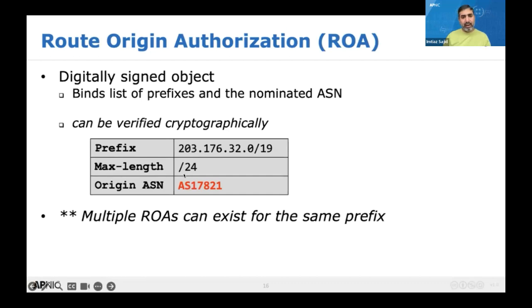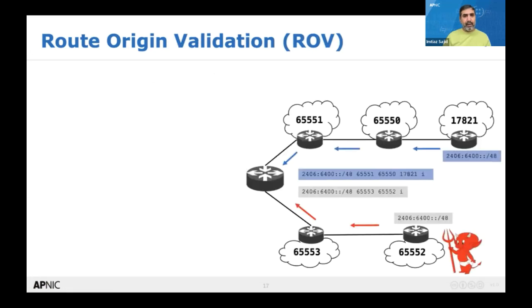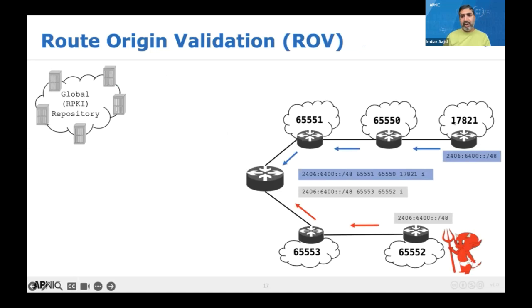In this case, the important things are the maximum prefix length, the AS, and the prefix. That means I am going to advertise the prefixes from this /29 up to /24, and the origin AS would be 17821. So how is the validation done? We have an example network and topology where AS17821 is advertising an IPv6 prefix 2406:6400::/48. It is advertising to its peer, and the peer is advertising to the next peer, and finally it reaches this autonomous system. But there is another bad guy who is advertising the same prefix, and it is also reaching this network. Now, due to the shorter AS path, the wrong advertisement is selected as the best route.